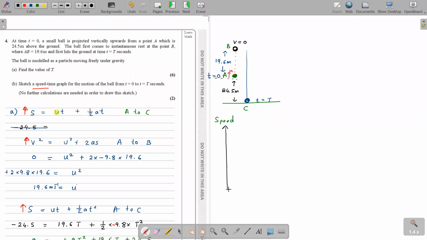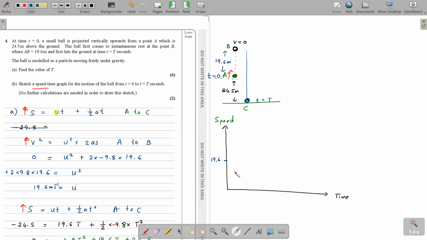So in the speed time graph, how does it work? You start with the speed of how much? The starting speed is 19.6. Are you all with me? Starting speed is 19.6. And what happens? Is the speed increasing or decreasing when you're going up? When the particle is projected upwards, the speed is decreasing, right? The speed decreases until you reach the maximum point, at which case the speed actually becomes 0.